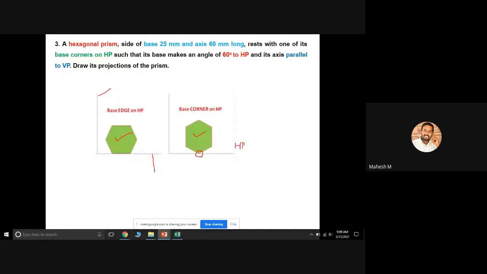Here the edge is touching the horizontal plane. So it is a side view. So this is not a top view. This one is a side view. So due to that, it looks upside down.